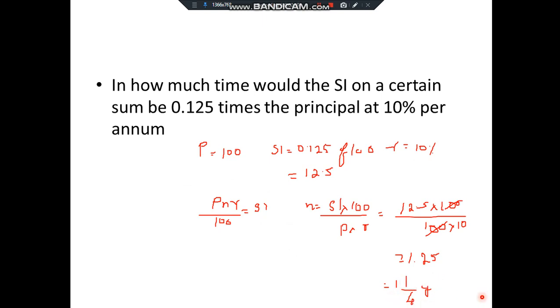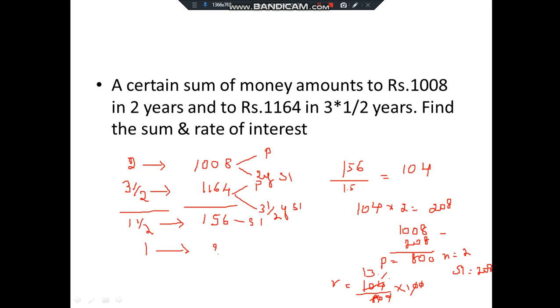Okay, next question. See, this is third type of question. Okay, the next type of question. A certain sum of money amounts to rupees 1008 in 2 years and 1164 in 3.5 years. Find the sum and rate of interest.